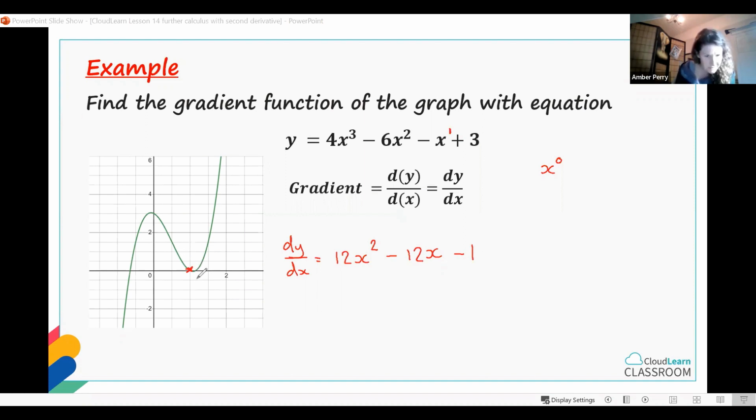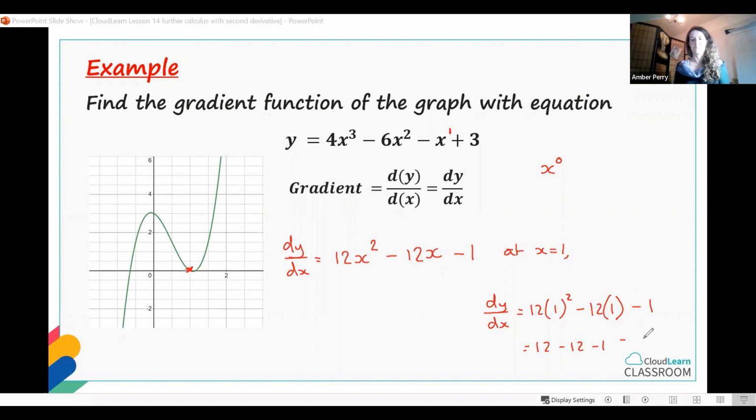Because it's going in that direction, I think, just about, but not particularly steep. So if I was to do that at x equals 1, let's have a look. dy/dx is equal to 12 times 1 squared minus 12 times 1 minus 1. So it's actually going to be 12 times 1 squared is just 12, minus 12, minus 1. It's just minus 1. So it is negative, and it actually has a gradient of -1. So there we go. That's a quite nice, easy point to check at.